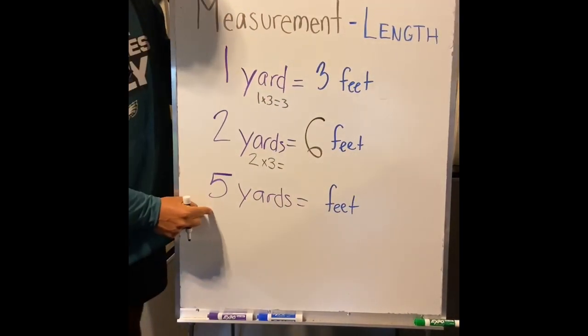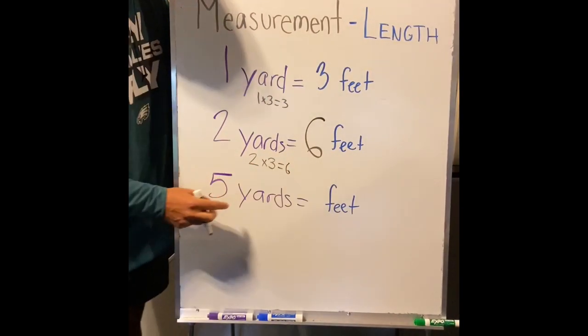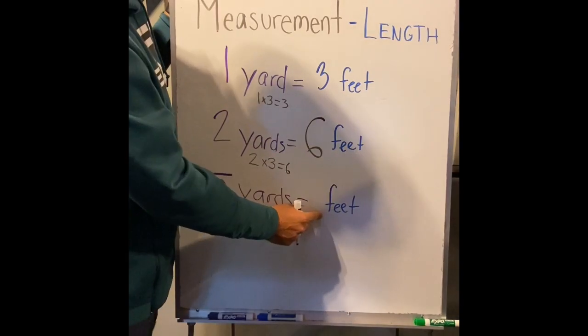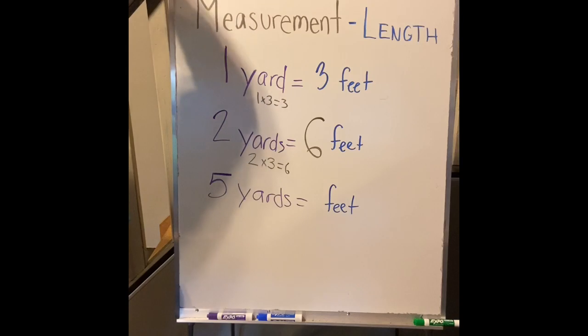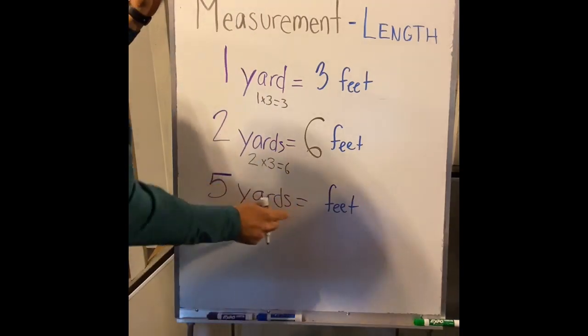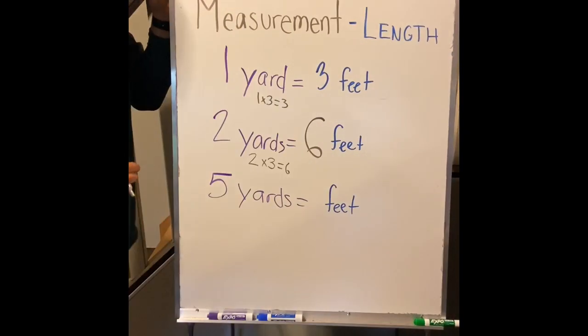If I have 5 yards, and I'm going to convert that to feet. Think 5 of these boards, 3 feet in each board. How many feet will be in 5 yards?